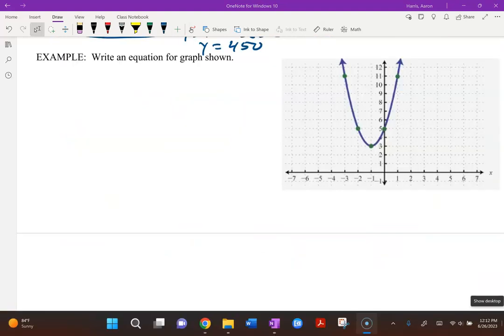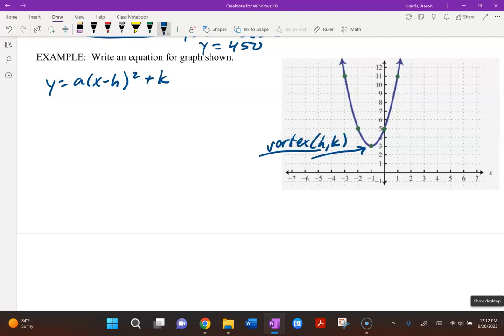Let's go ahead and write an equation for the graph shown. What I would do is I would do this with vertex form. I think that's the easiest way to do that. Because I would notice, oh, here's my vertex. My vertex, H, K, here looks to be negative 1, 3. So I can immediately throw in negative 1 for H and 3 for K. So far this is what I have.